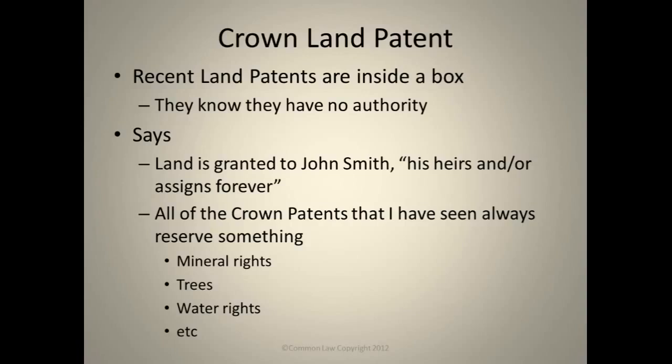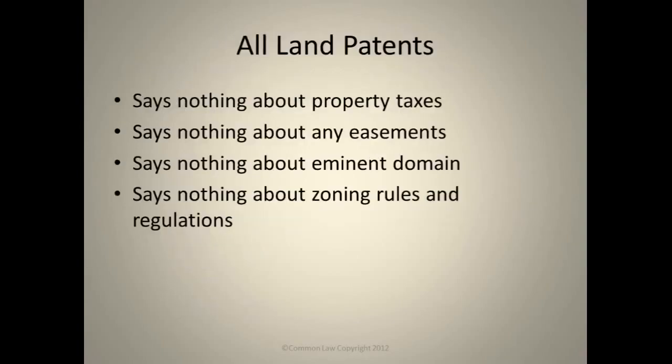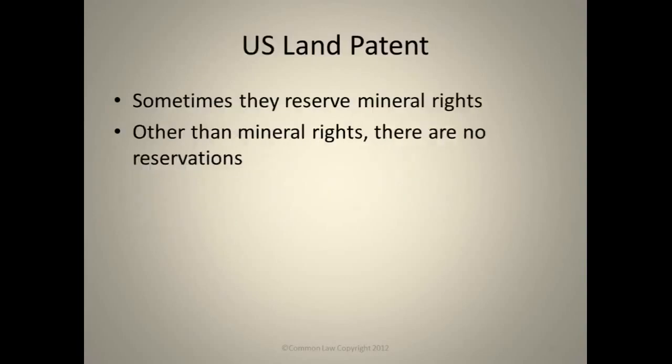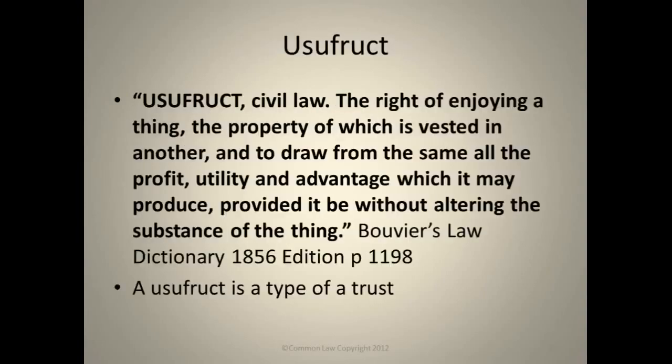That Canadian one was a patent in the box. That means it's color of law. They know it's color of law. They know they stole the land from the Indians. It says the land is granted to John Smith, his heirs and/or assigns forever. All the Crown patents I've seen have always reserved something: mineral rights, trees, water rights, etc. Say nothing about property taxes. It says nothing about easements, says nothing about eminent domain, says nothing about zoning rules and regulations. Sometimes they reserve mineral rights. Other than mineral rights, there are no reservations.